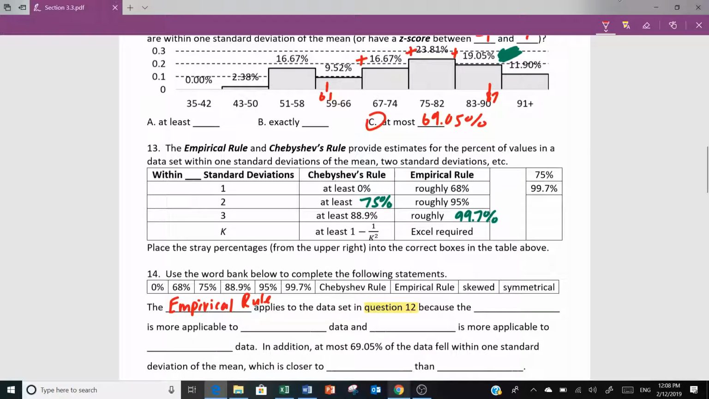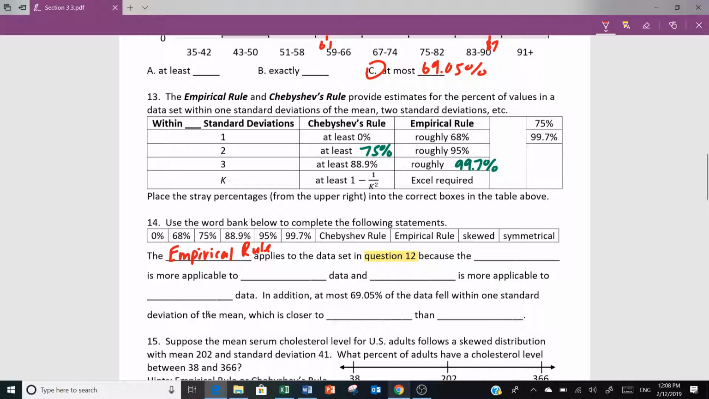Why did we choose the empirical rule? Because 69.5% of the data fell within 1 standard deviation, and that's closer to 68% than 0%. If we had applied Chebyshev's rule, it would have said that at least 0% of the data falls within 1 standard deviation, but we got 69.05%, and that was way closer to the 68% than it was to 0%. So it makes sense that the empirical rule would be more applicable.